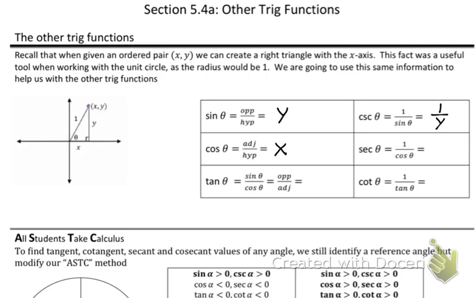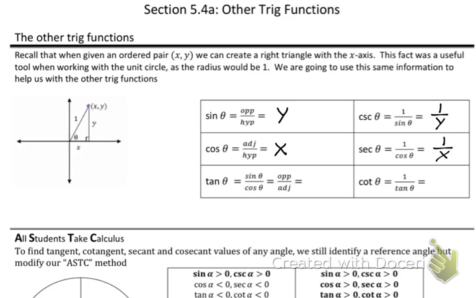Secant is just the reciprocal of cosine, so this is just going to be 1 over whatever our x value is. So not only do we know the values, we also know if they're positive or negative. Because cosecant is going to be positive and negative in the same place where sine is positive and negative, and secant is going to be the same positive and negative wherever cosine is positive or negative.